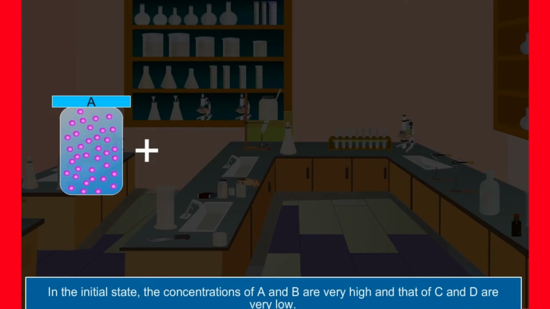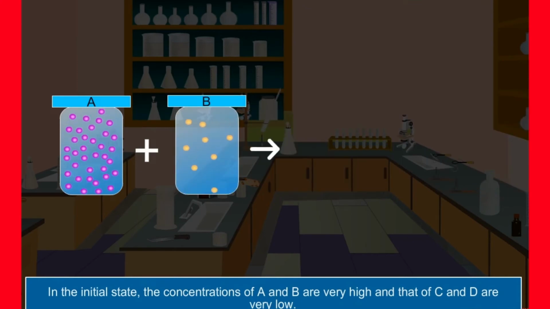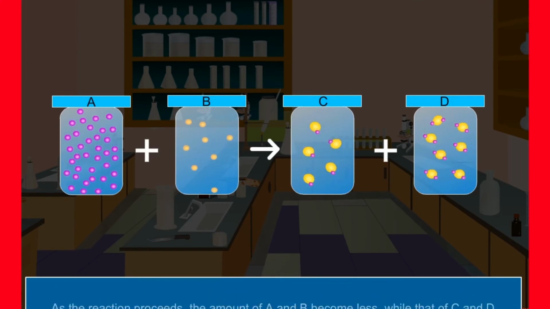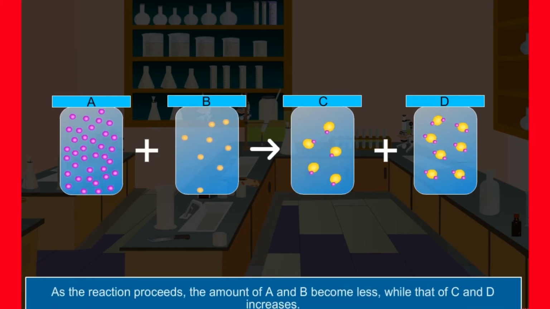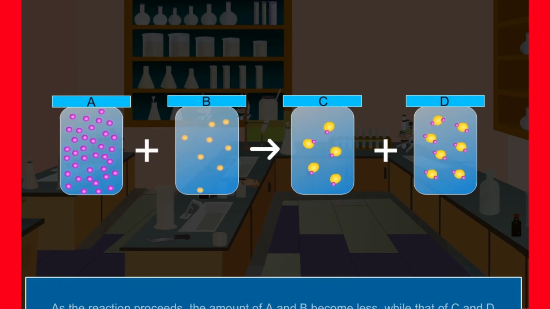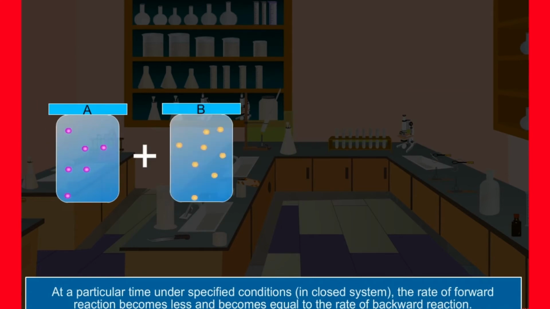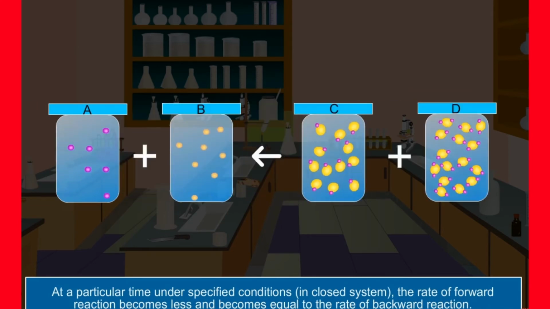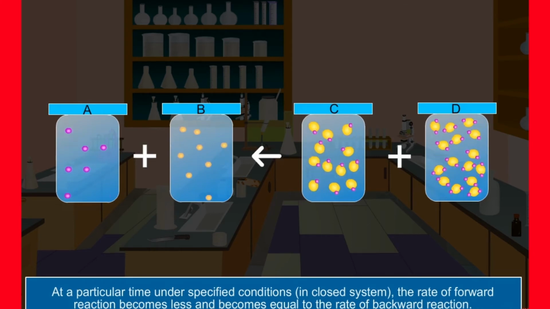In the initial stage, the concentrations of A and B are very high and that of C and D are very low. As the reaction proceeds, the amount of A and B becomes less, while that of C and D increases. At a particular time, under specified conditions in a closed system, the rate of forward reaction becomes less and becomes equal to the rate of backward reaction.